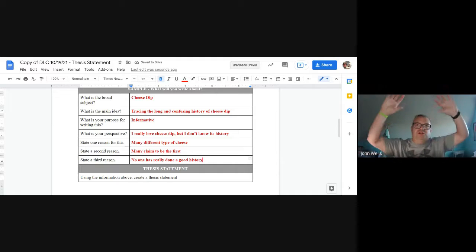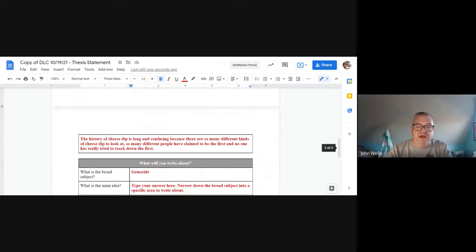So we started at cheese dip. I'm going to narrow it down to the confusing history of it. And then what are the three things that I really want to focus on, or what makes it confusing? Well, that there's a lot of different cheese dips. A lot of different people are claiming it to be theirs. And then there's no real good history out there. So let's go ahead and write my thesis statement here. And I already have it here. The history of cheese dip is long and confusing. Why? Because there's so many different kinds of cheese dips to look at. So many people have claimed to be the first, and no one really has tracked this down.